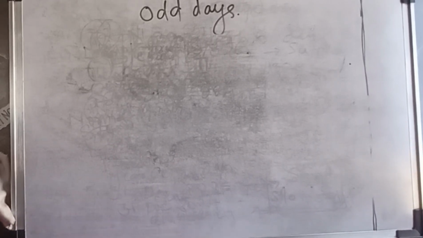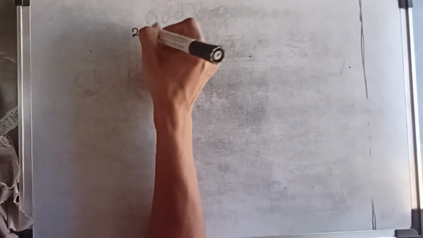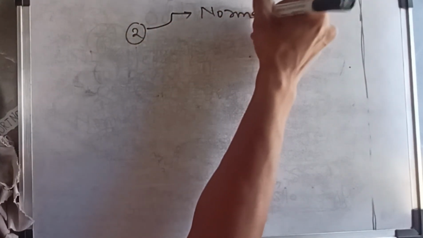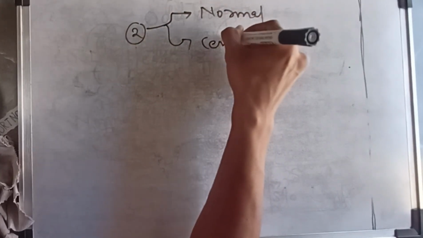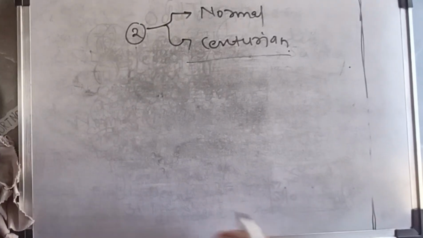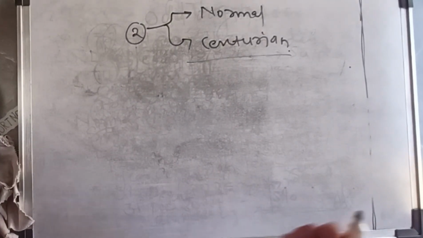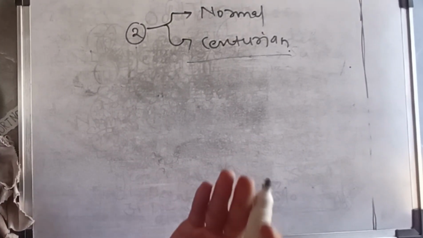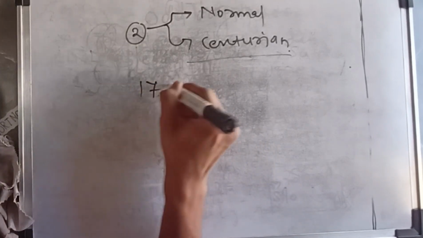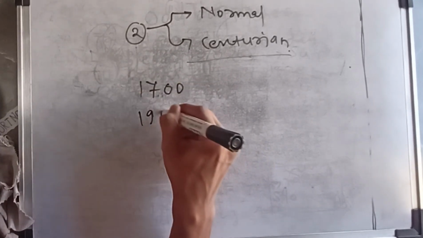There is a common misconception that after every 4 years there is a leap year, which is not true, because we have discussed earlier that there are 2 types of leap years: normal and centurion. To negate the claim that after every 4 years there is a leap year, we can say that 1700 is not a leap year, 1900 is not a leap year, 1800 is not a leap year.